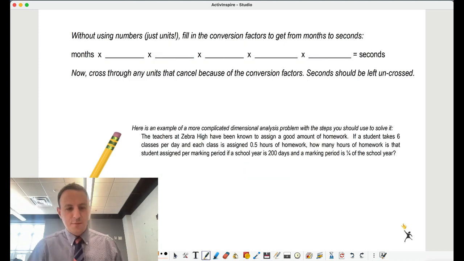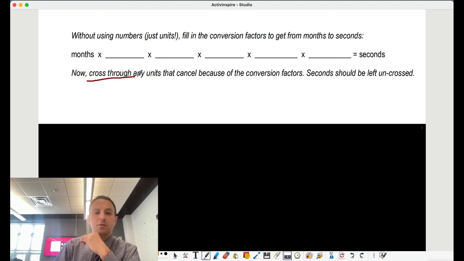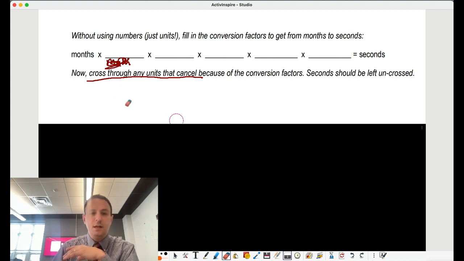So before we jump to the next piece, if I had to go, okay, how would I change months to seconds? If we think back through these, how would I change this? Well, first I've got to get months down here. We talked a lot about this. We're going to cross through any units that cancel, and to cross them out, we put them on the bottom.